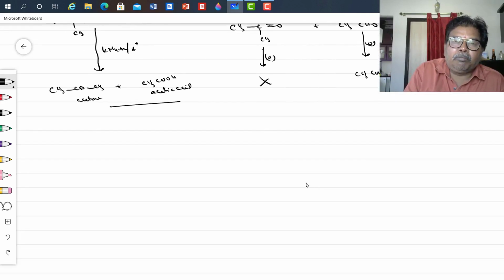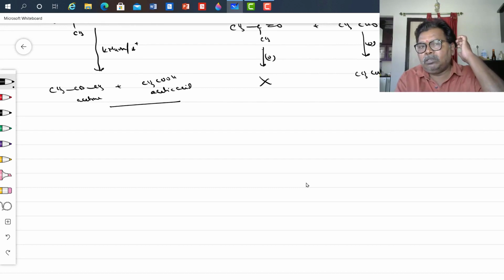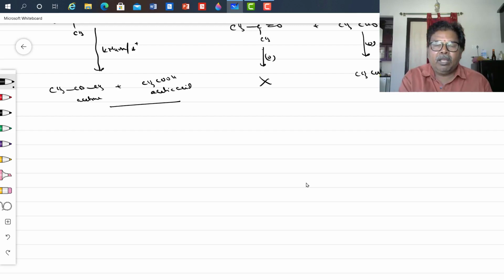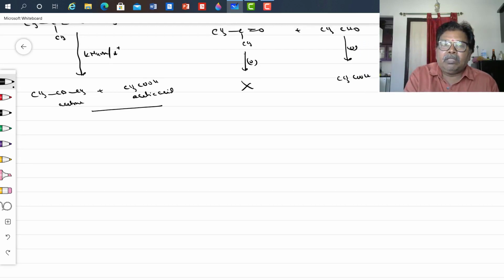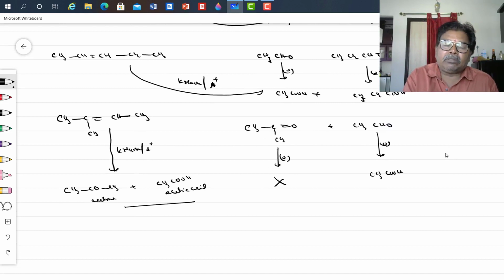This is not an important method because we do not generally use it for the preparation of carboxylic acids in the laboratory. But in problems, they may give some alkenes and ask what products are formed in oxidation with KMnO4 in acidic or basic medium. So for that purpose, I explained this.